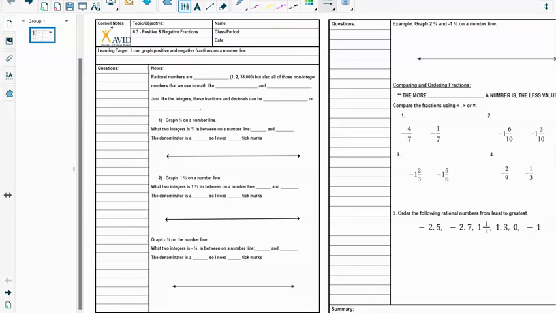Today we're going to talk about positive and negative fractions and decimals. These are called rational numbers. So rational numbers are integers, such as 1, 2, 38,000, but also all of those non-integer numbers that we use in math, like fractions and decimals.